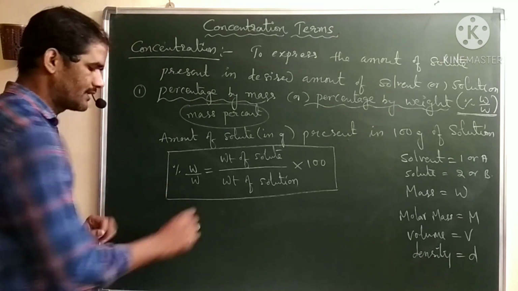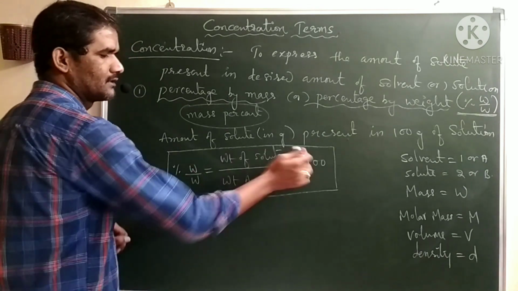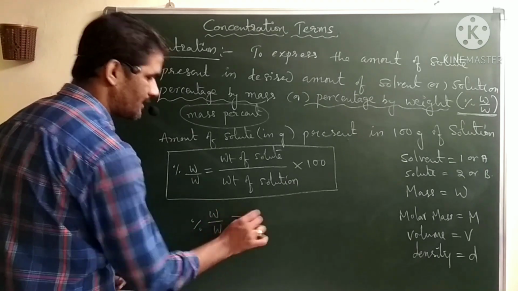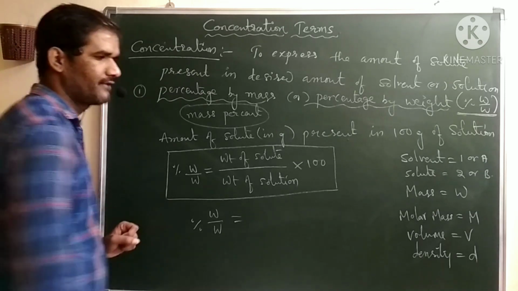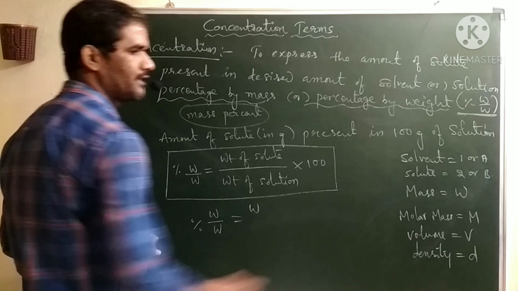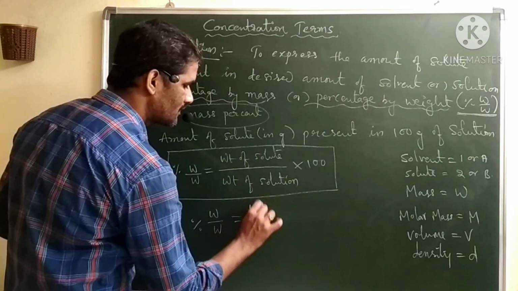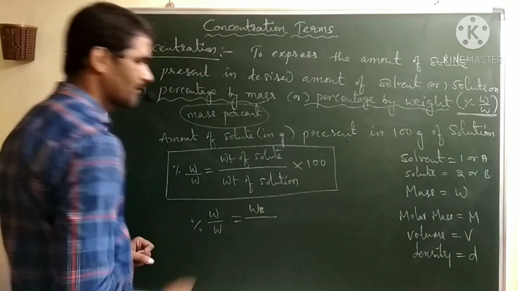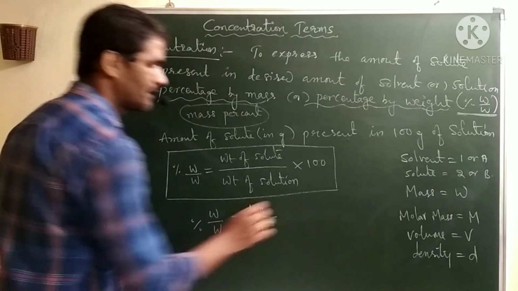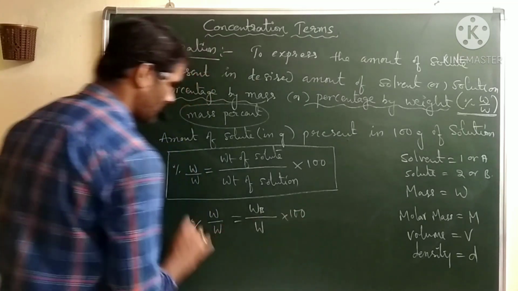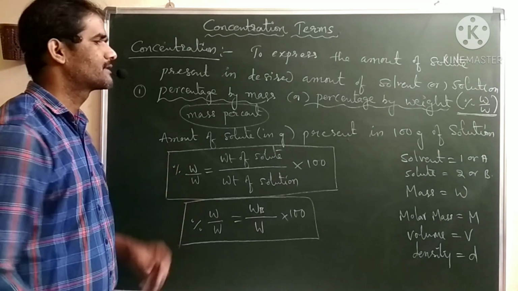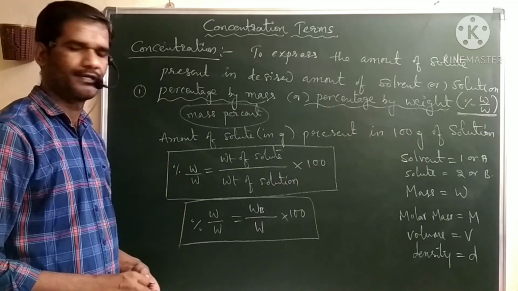So first we can write this in a simple manner, symbolically instead of in words. Weight of solute. Weight or mass, both are the same: W. Here I will use the second terminology B. So W_B by weight of solution, solution weight is W, into 100. So this is the formula for percentage by mass or percentage by weight.